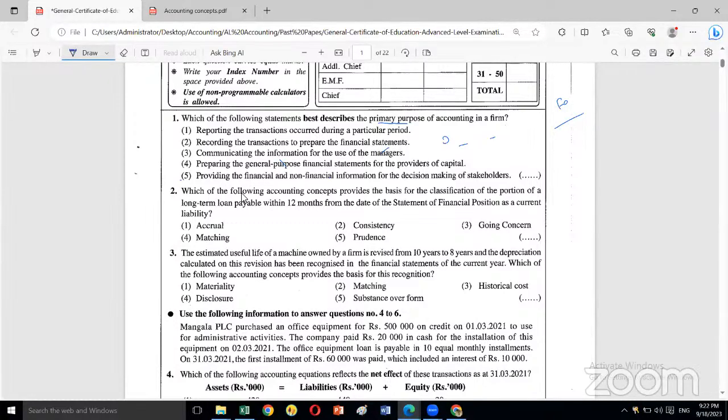So what is the answer? Okay, the fifth one is the correct answer. If it is correct, put a tick.